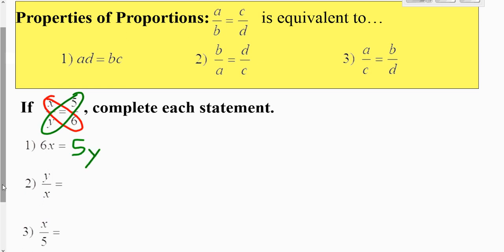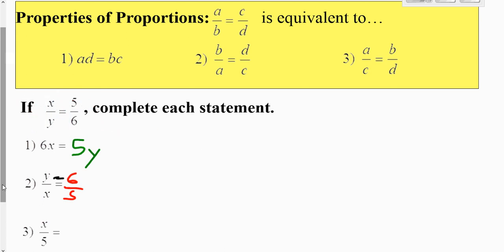Okay. So for number 2, I can recognize that x over y looks very similar to this left side, but we flipped it here. So what was on our denominator became our numerator, and vice versa. So we want to do the same thing to our right side. We're going to flip it, and we're going to get 6 over 5. Again, notice that 6 lines up with y, 5 lines up with x, but we just reciprocated both the left and right side.